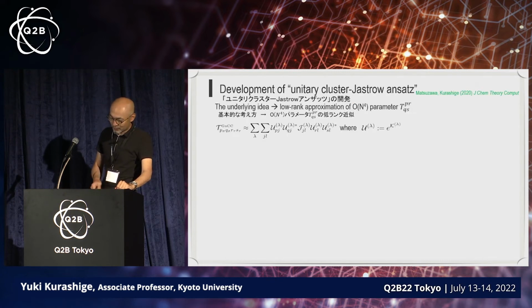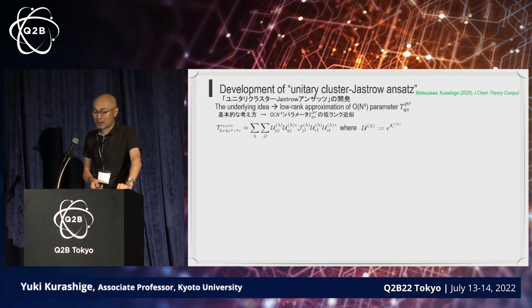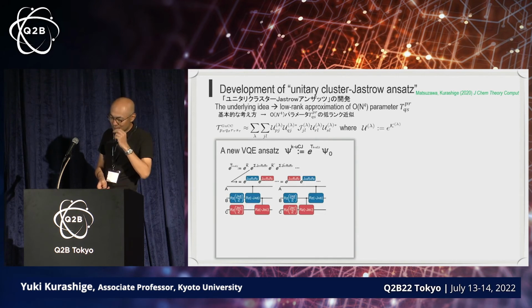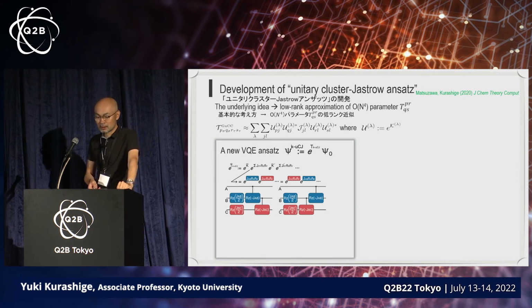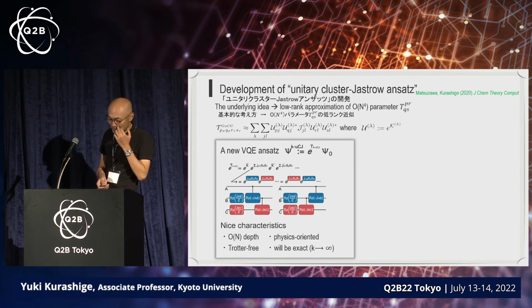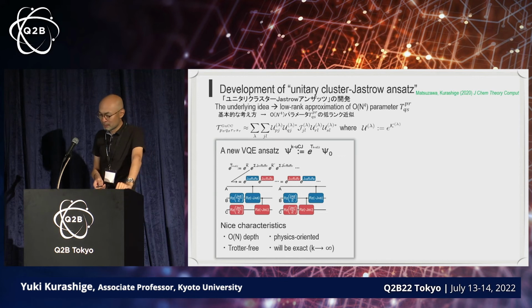And what we've developed ultimately is this one. There are different names considered, but the name given is the unitary cluster Jastrow ansatz. I'm not going to go into the details, but what is most important here is that with this, you can do general chemistry, chemistry amplitude is utilized, and the low-rank approximation is applied here. What's good about this is that it is shallow depth and shorter, and this is physics oriented.